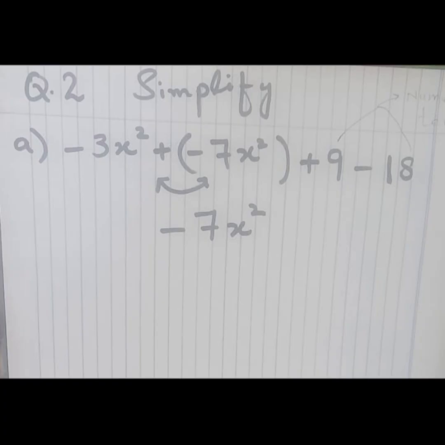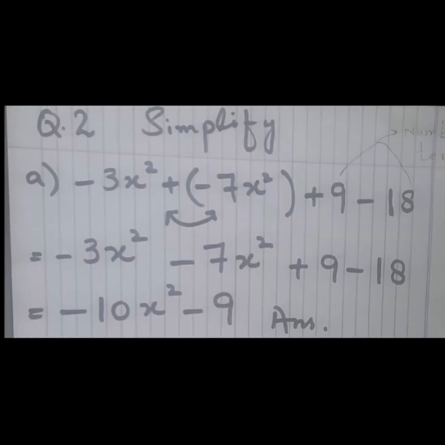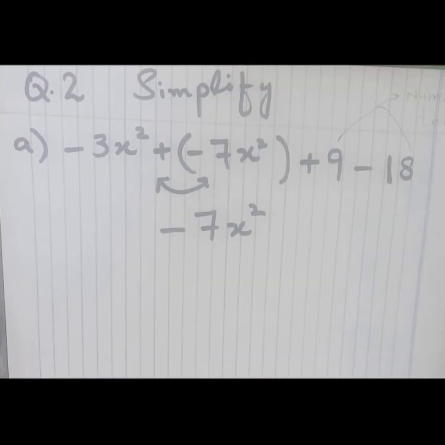Now this example is taken from your book. Part A: minus 3x square plus round bracket minus 7x square round bracket close plus 9 minus 18. In this part A, we have a round bracket, so we need to understand how to open the round bracket. If in the expression we have a round bracket, first of all the round bracket will be solved and removed by using the rules of multiplication.